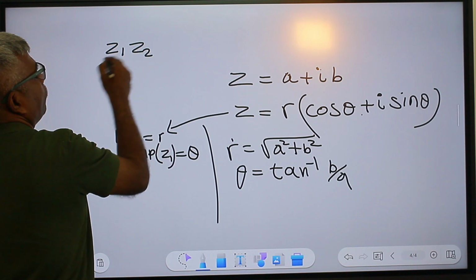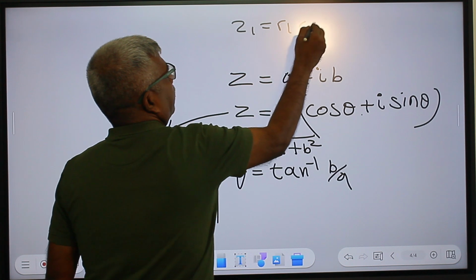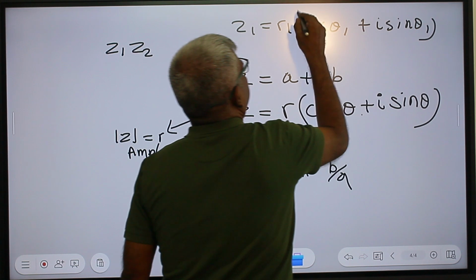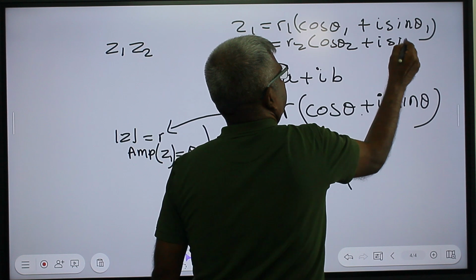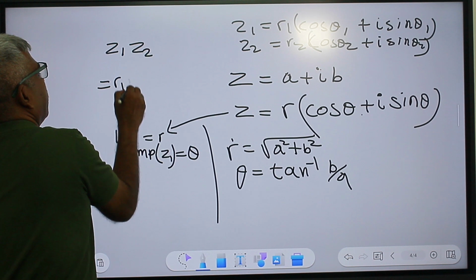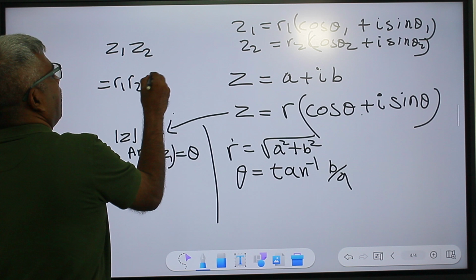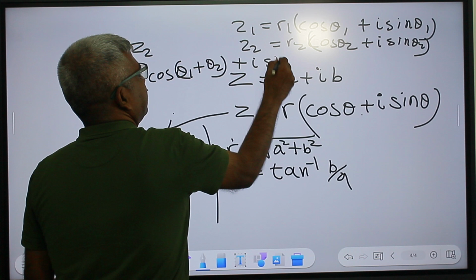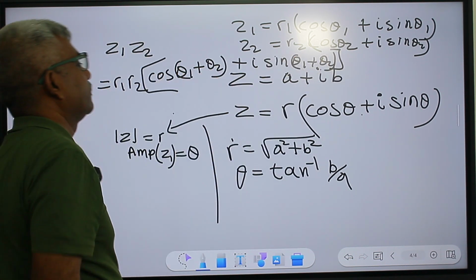z1, z2. Suppose z1 is r1 cos theta 1 plus i sin theta 1. z2 is r2 cos theta 2 plus i sin theta 2. Then z1 z2 is equal to r1 r2 multiplied, then cos of theta 1 plus theta 2 plus i sin of theta 1 plus theta 2. Okay.